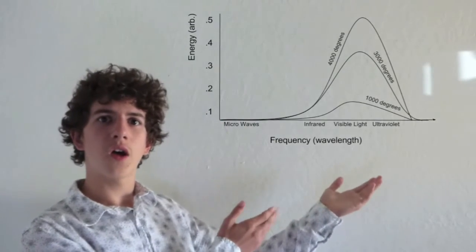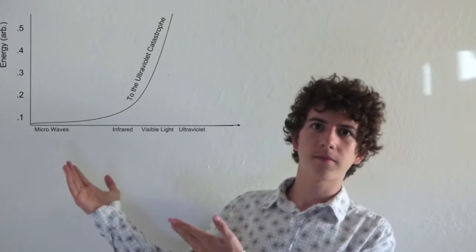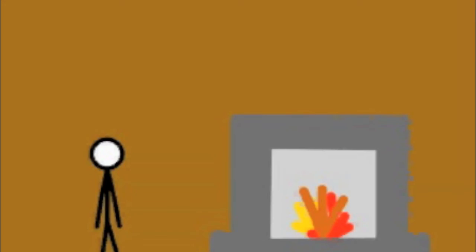The experimental data showed this graph, but with Rayleigh and Jeans' interpretation, it would have to look something like this. What this meant is that even the smallest amount of radiation, for example a moment in front of the fireplace, would be enough to kill you. Now you're probably thinking, what was done about this terrifying theory?